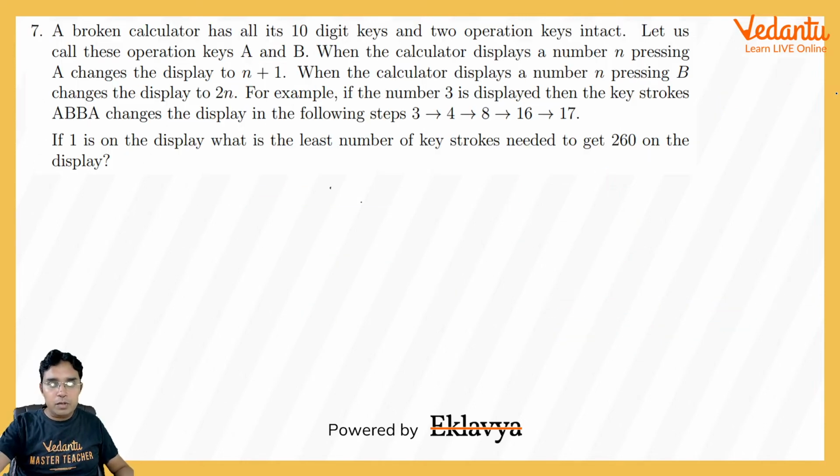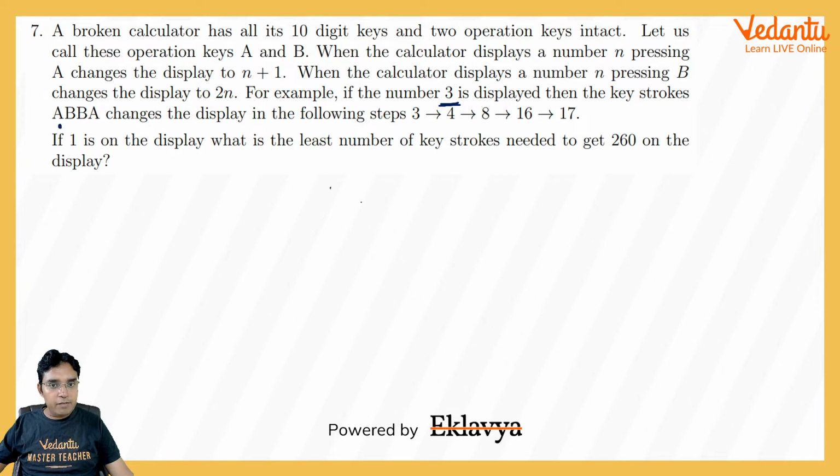Okay. Now coming to the next question, that is 7. It says a broken calculator has all its 10-digit keys and 2 operation keys intact. Let us call these operation keys A and B. When the calculator displays a number n, pressing A changes the display to n plus 1. That means it will add 1 to the previous number. When the calculator displays a number n, pressing B changes the display to 2n, and that means it will make it double.